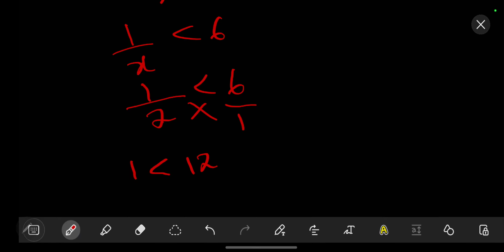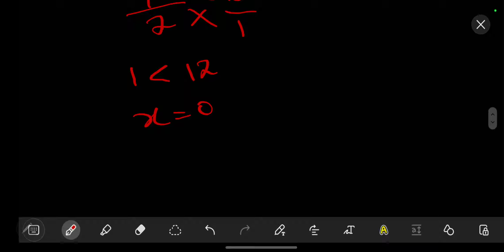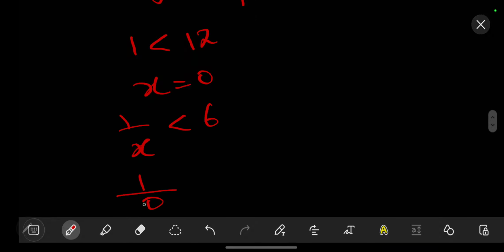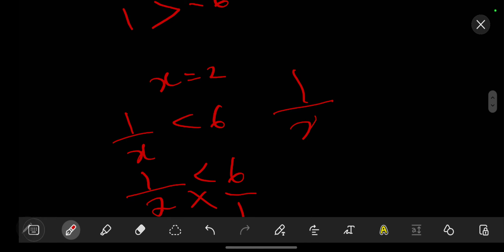Now the fact is that we do not know the value of x. Is the value of x equal to 0? At some point, x can also be equal to 0. When x is equal to 0, we have 1 over 0 is less than 6. Now 1 over 0 is undefined. Due to the fact that from first glance we don't know the value of x, that's why we never cross multiply for an inequality. We don't know whether the sign should change or not.